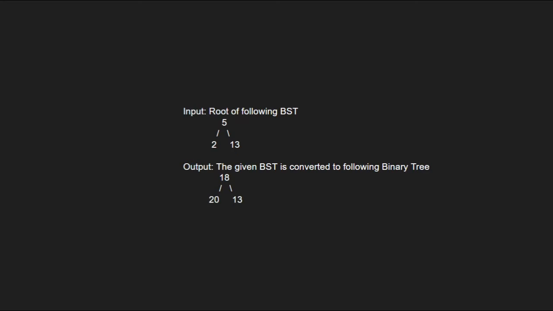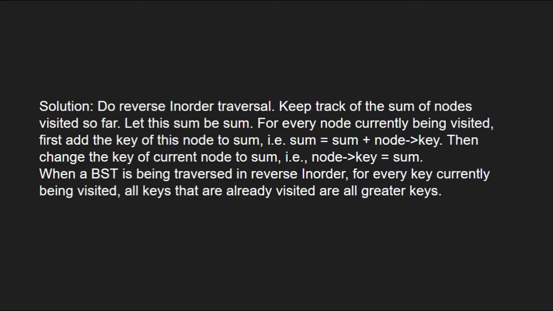Next, let us see the approach. We do a reverse in order traversal and keep track of the sum of nodes visited so far. Let this sum be sum. For every node currently being visited, we first add the key of this node to sum. Then change the key of the current node to sum. When a BST is being traversed in reverse in order, for every key currently being visited, all the keys that are already visited are all greater keys.